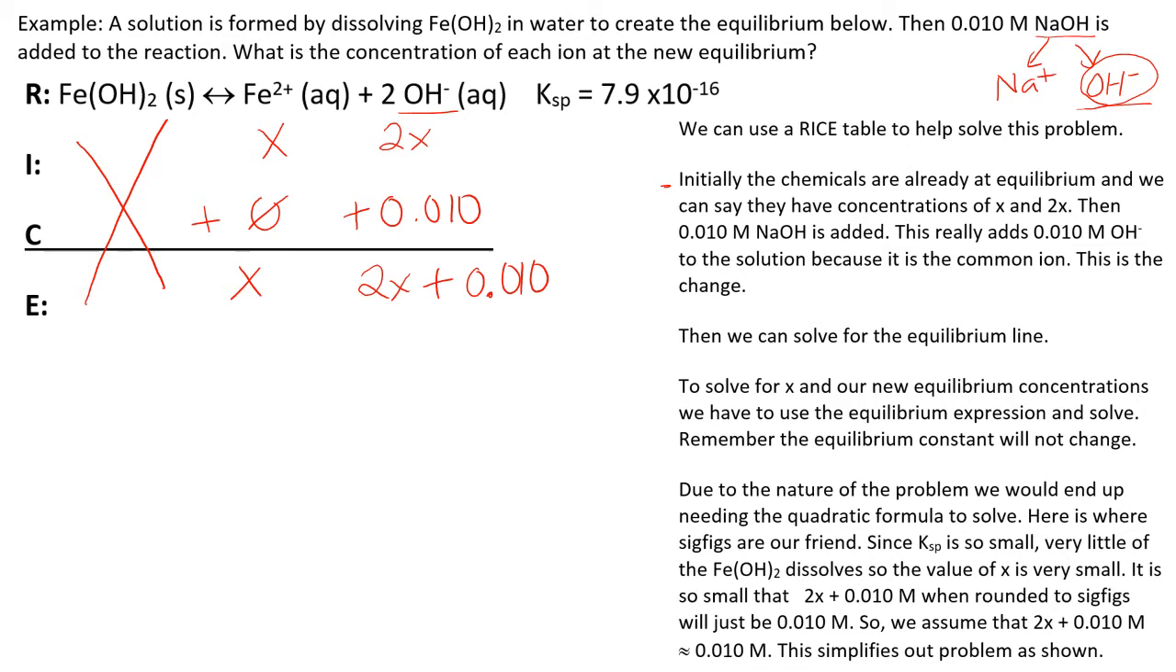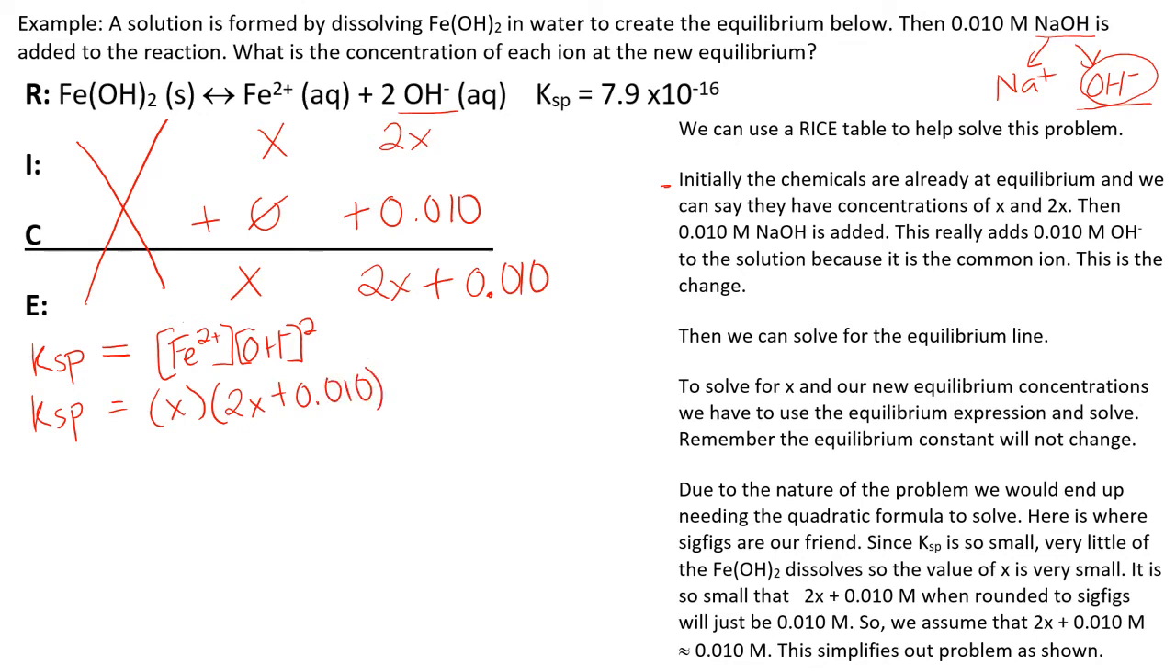Now, we want to solve for X. To do that, we would need our equilibrium expression. So let's take a look at it. Dealing with solubility, Ksp, we'd have our concentration of iron times our concentration of hydroxide squared because of that coefficient of 2. And then we could plug these in. I'm going to wait to plug in my Ksp value because we're going to have some things to discuss here. So our amount of iron is X at equilibrium, and our hydroxide is 2X plus 0.010.